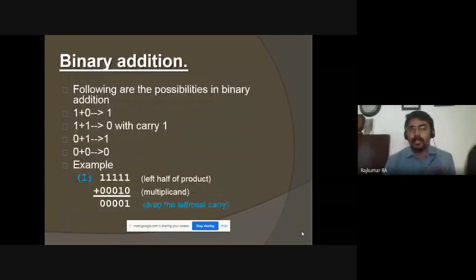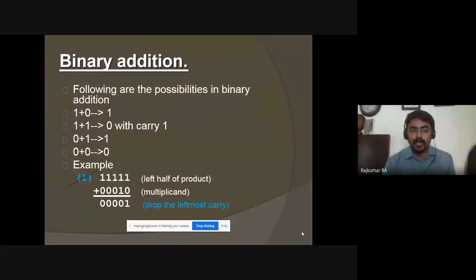Now for binary addition, you know that 1 plus 0 is 1, and 1 plus 1 is 10, so we have a 0 in the answer and 1 goes to carry. 0 plus 1 is also 1, and 0 plus 0 is 0. If we have more digits than the two binary numbers have, then we have to leave that extra carry out.